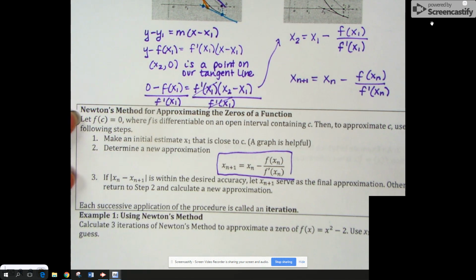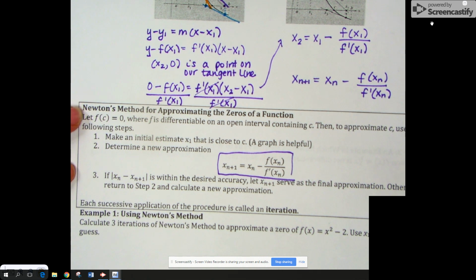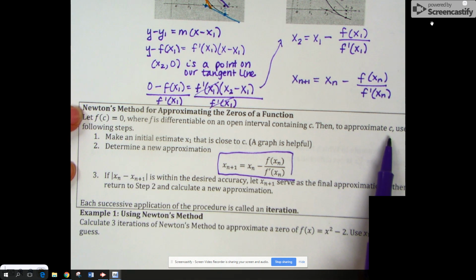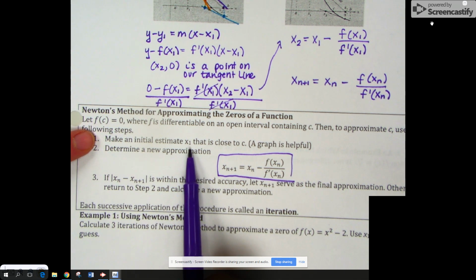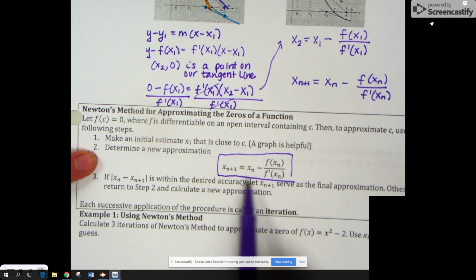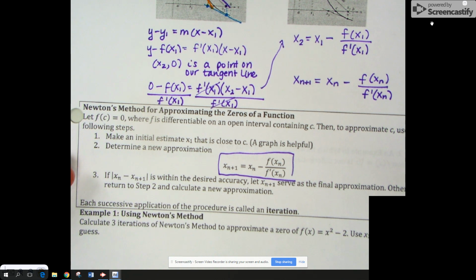So imagine that you have a function, and it's a differentiable function in an open interval containing a value c. Then you can approximate your c. Notice here they're saying f of c is 0. So you can approximate your x-intercept by making an initial estimate and then using that formula that we just derived to come up with the next best estimate. And then you just reapply and reapply.